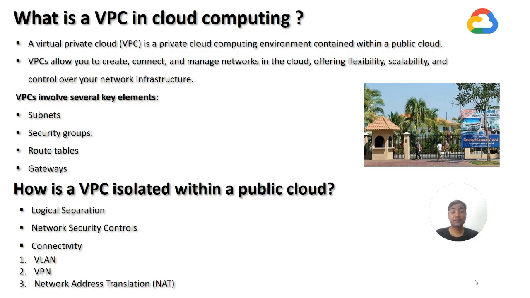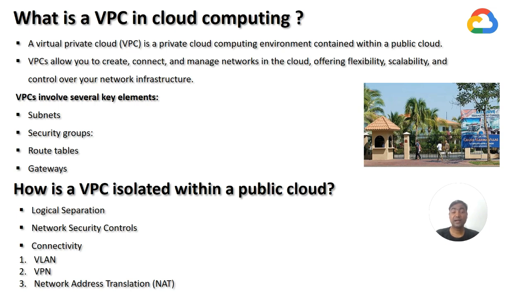How is a VPC isolated within a public cloud? As you can see here guys, some of the key elements for VPC are logical separation, network security control, connectivity, and more. Guys, VPC isolation within a public cloud is achieved through a combination of software and hardware based mechanisms, creating a virtual barrier between your resources and the broader cloud environment. In logical separation guys, there are virtualized network overlays, dedicated IP address spaces, and subnet segmentation.